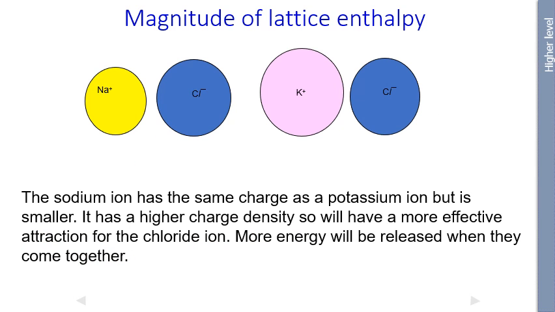Here's just illustrating that further. The sodium ion has the same charge as the potassium ion, but is smaller. It has a higher charge density, so will have more effective attraction to the chloride ion. More energy will be released when they come together. That's just illustrating that the size of the ion, which is illustrated by the numbers in the previous slide, is a determining factor for lattice enthalpy.